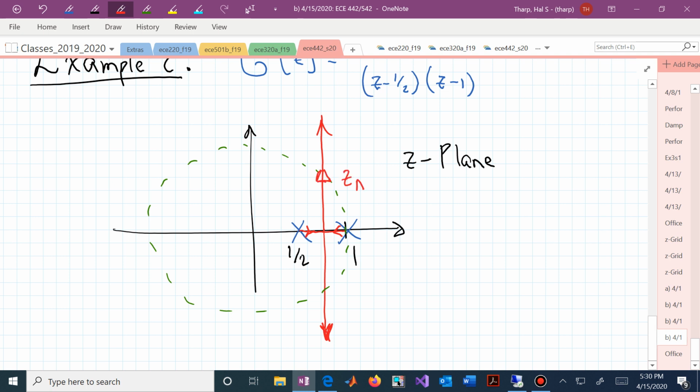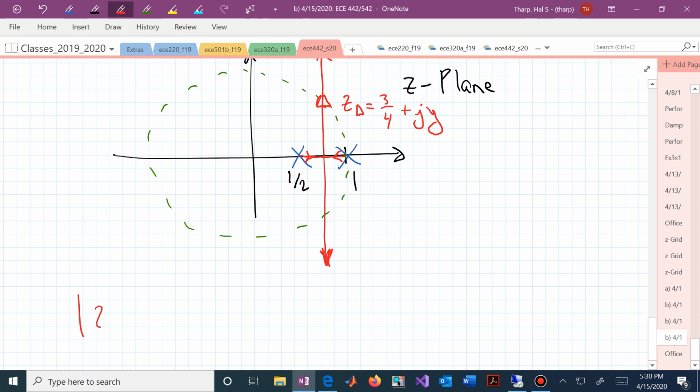This is now z delta. And we know the real part of that is halfway between 1/2 and 1, so that's 3/4. What we may not yet know is what's the vertical distance to get us to that triangle location. And then once we have that value for z delta, we can use that to solve for the k to determine our upper limit of stability. In this case, we know that the magnitude of z delta is equal to 1 because it's on the unit circle.